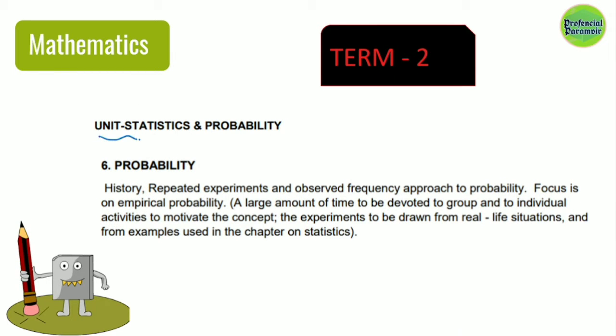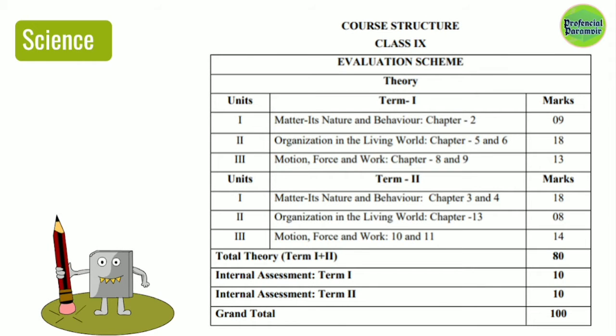Okay, so guys, from the unit statistics and probability, we are having probability in second term and statistics in first term. From this chapter, these are the topics which are going to come. Okay, now moving on to science. Guys, for science, we are having 3 units in term 1 and we are having 5 chapters in term 1 and we are having 5 chapters in term 2.